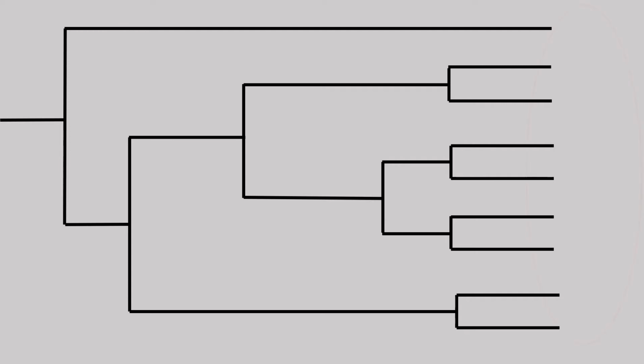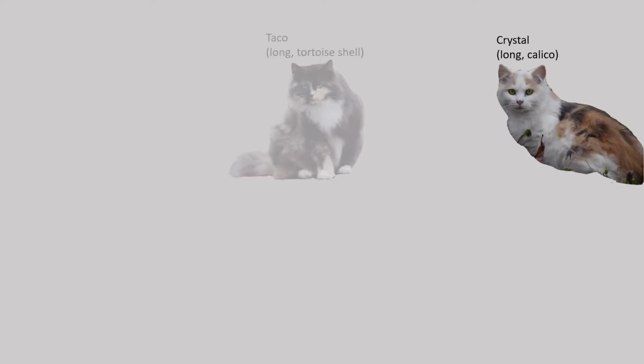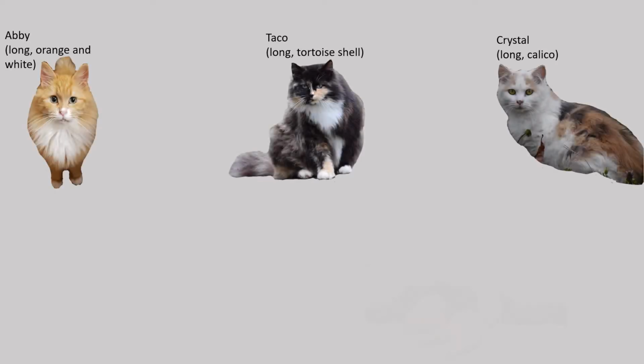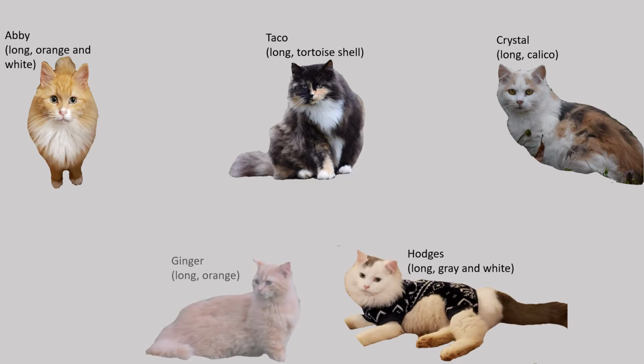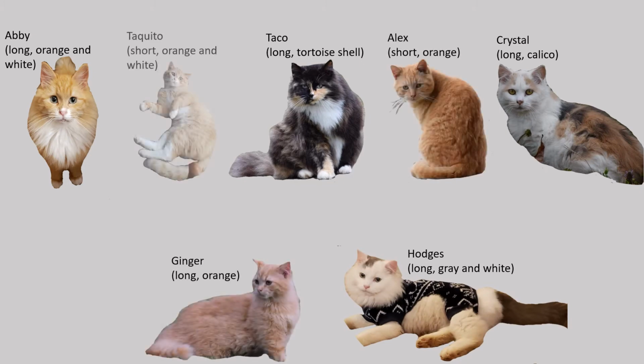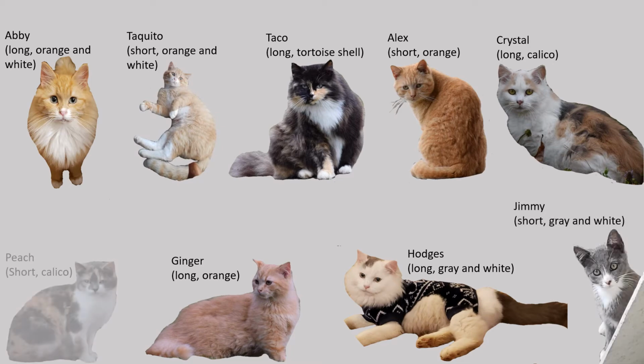be found here. These can be species, a strain of a virus, or different alleles in a species. In this video, we'll be using the phenotypes of my cats as OTUs, so let's meet my cats. In this example, we'll be using color and hair length as our phenotypes. So first, we have our long-haired cats, Crystal, Taco, Abby, Hodges, and Ginger. Next, we have our short-haired cats, Alex, Taquito, Jimmy, and Peach.